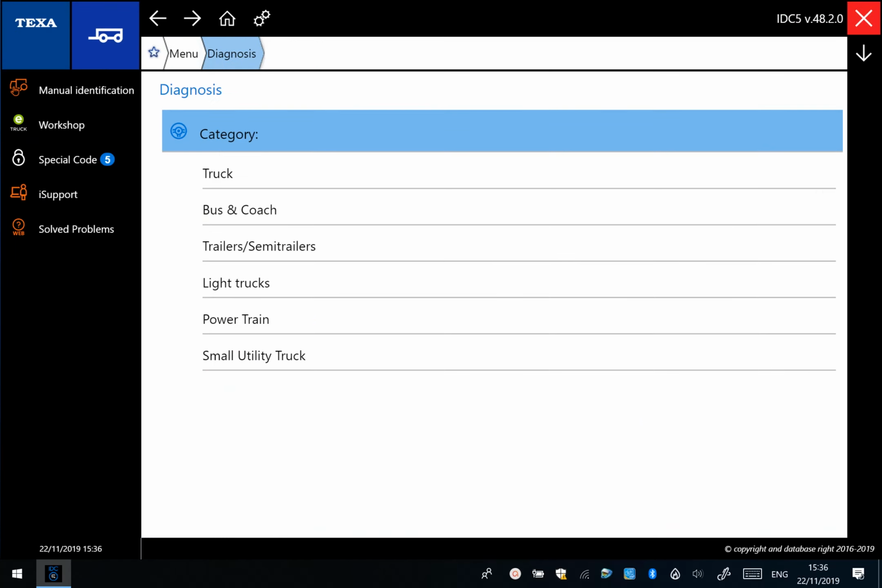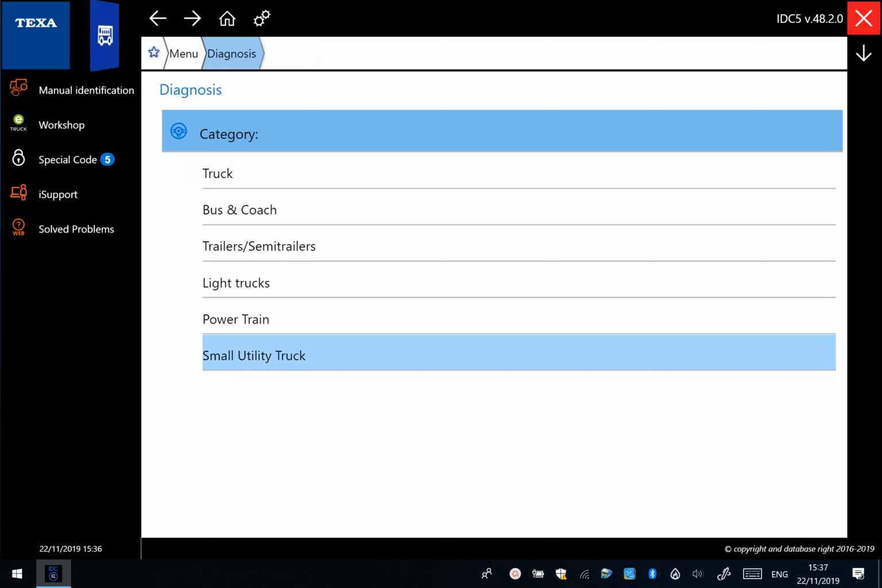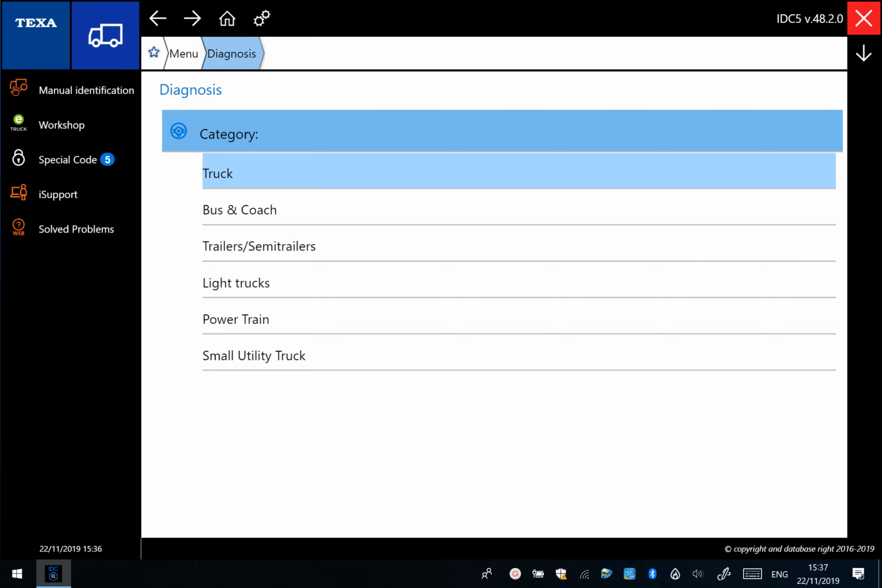Now within truck, we've got 6 categories: truck, bus and coach, semi-trailers and trailers, light trucks, i.e. vans, powertrain, which will have your comfort systems, your engine systems, your transmission systems and braking. We'll just head back out of that for the minute. Also small utility trucks, so anything like road sweepers, that type of thing. Now what we'll do, we'll head into truck.